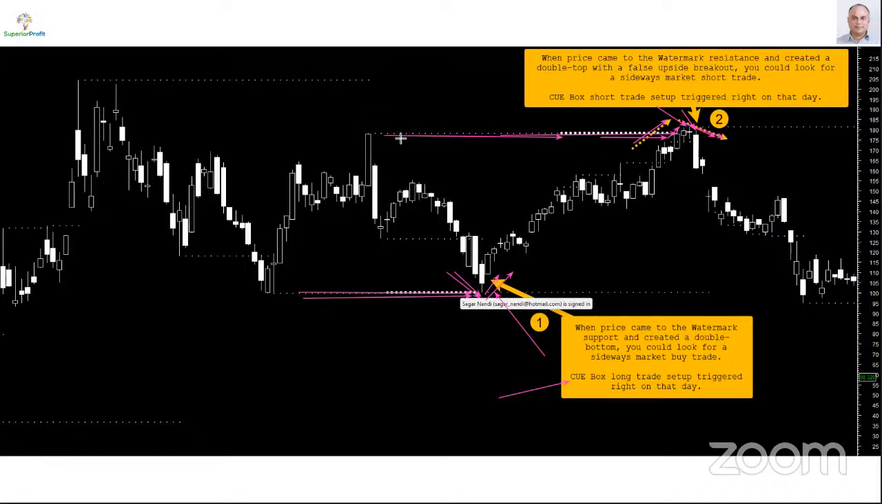So here we see the watermarks creating a box, and then we have two box setups at the lower edge and upper edge. That's how we use the watermark signals. Let's see what indicators we covered.